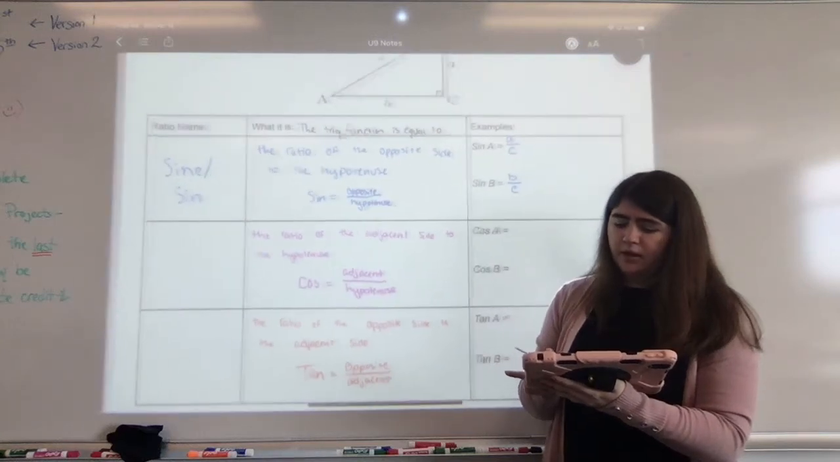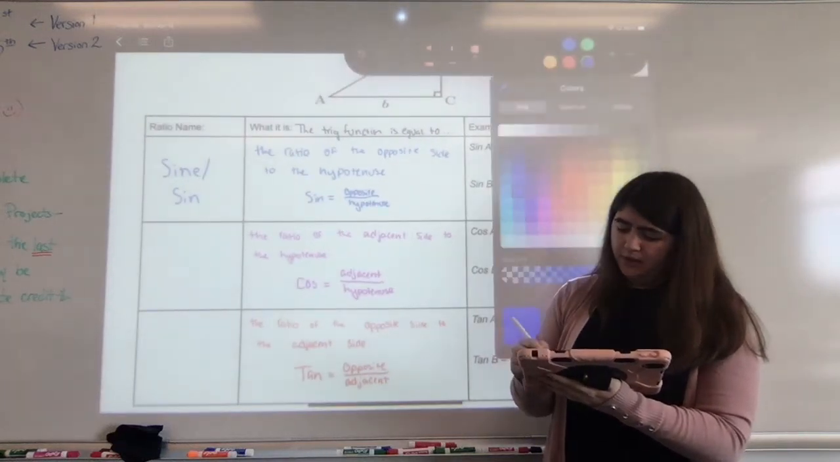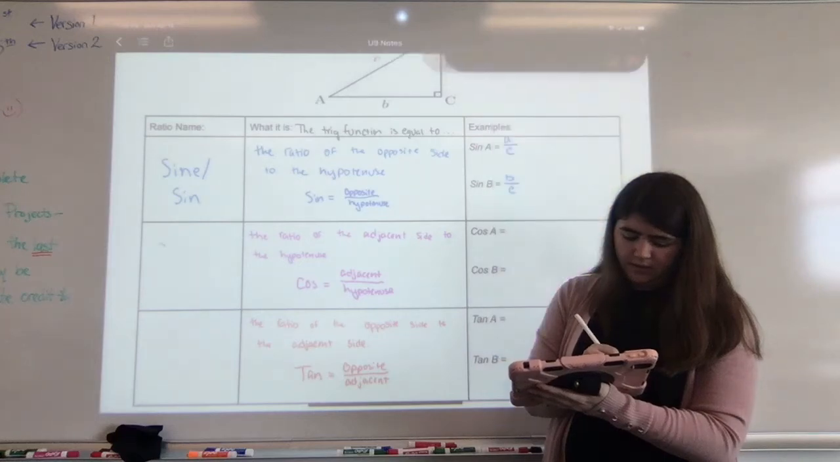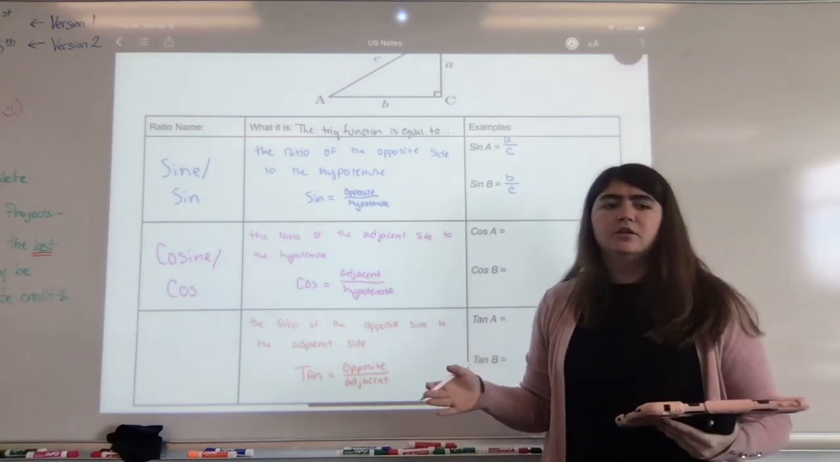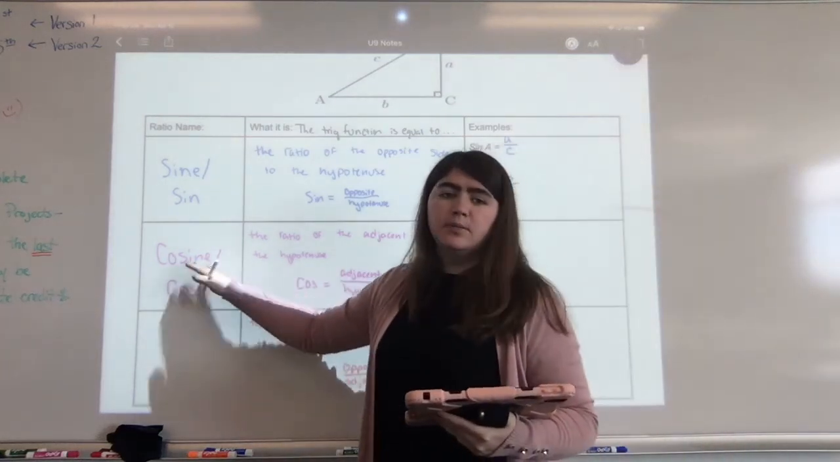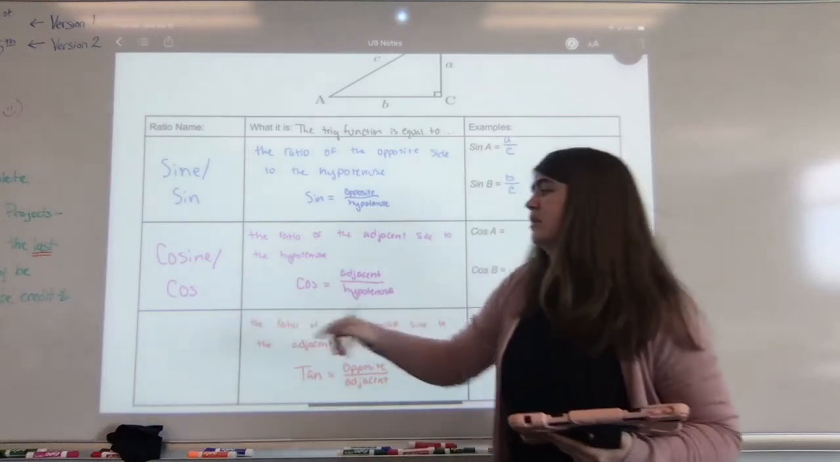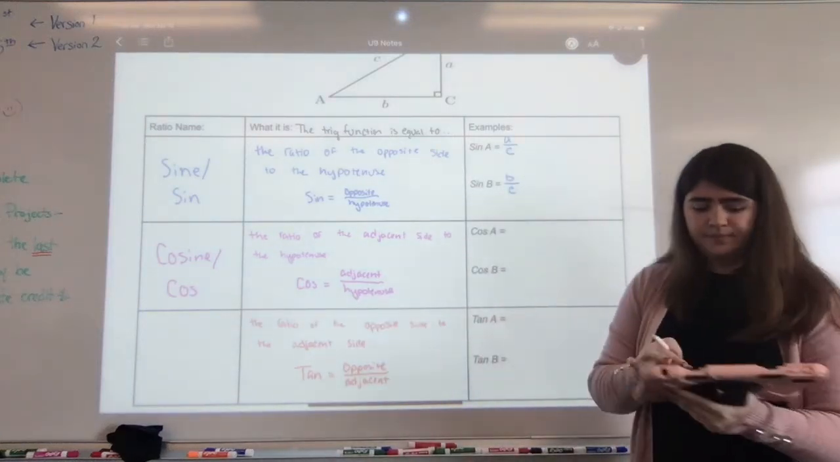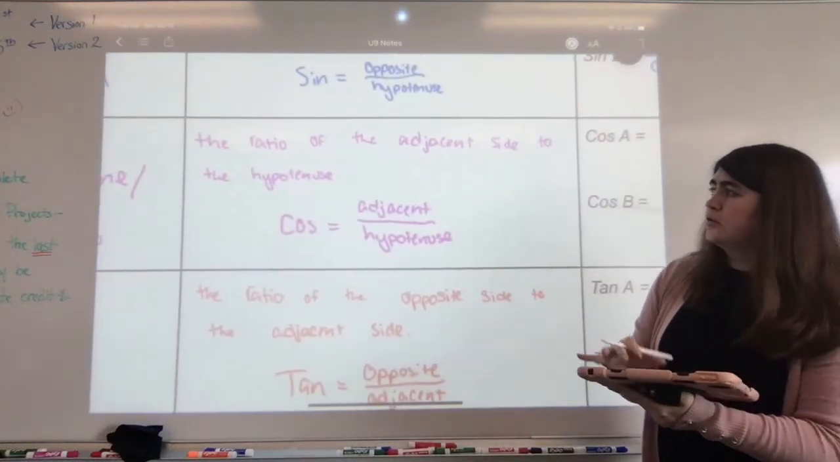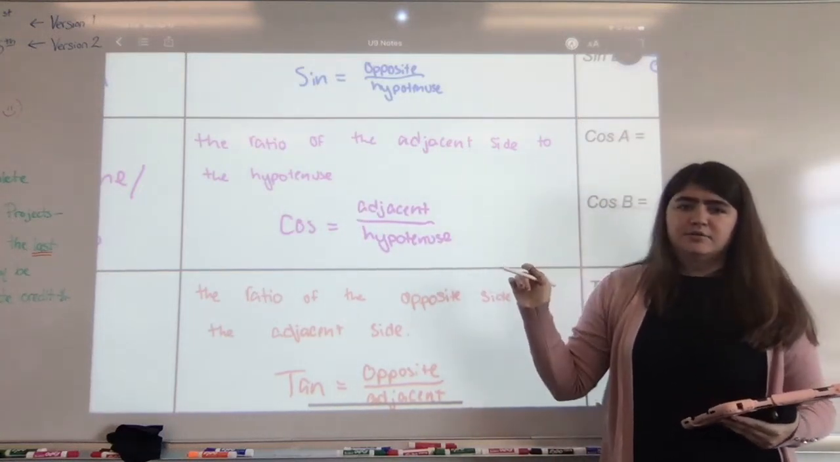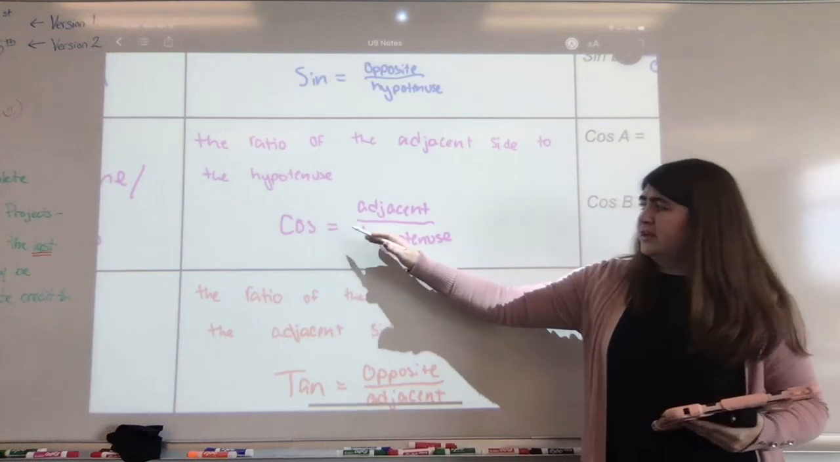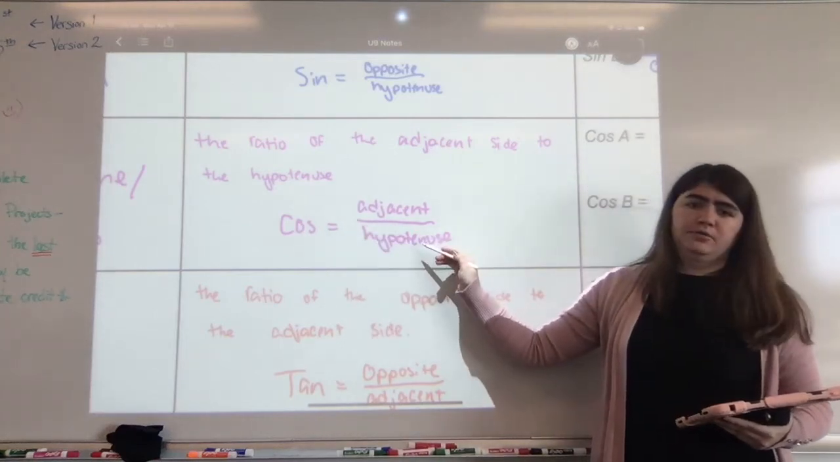All right, our second ratio is called cosine, spelled C-O-S-I-N-E, but it is written as the abbreviation COS. And again, you'll hardly ever see the full spelling, but you will see cosine as the abbreviation a lot. So cosine is the ratio of the adjacent side to the hypotenuse. So in other words, cosine is equal to adjacent over hypotenuse.